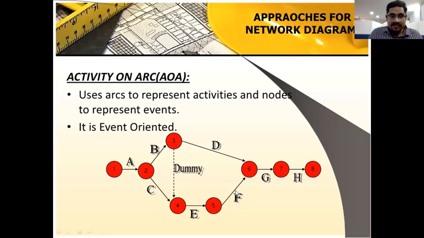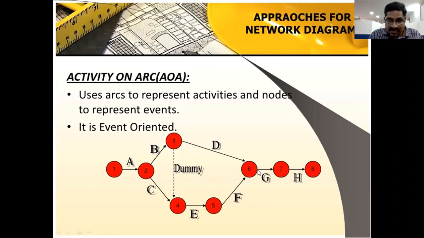So look at this diagram. Use arcs, meaning arrows, to represent activities and the nodes to represent the events. So it is an event-oriented network diagram. Here, activity on arc means this arrow indicates the activity. This activity name is D.